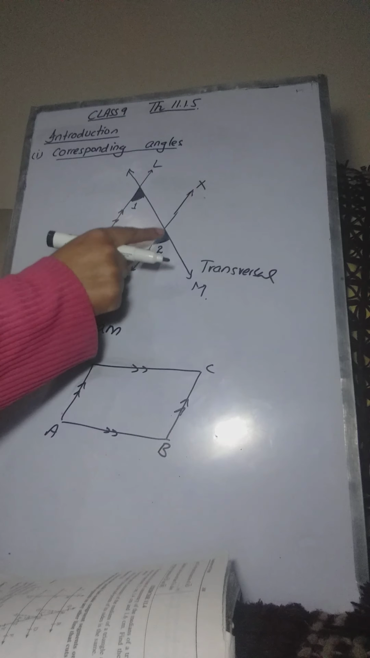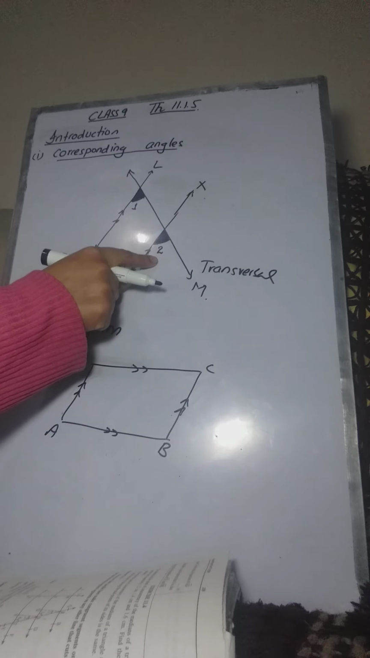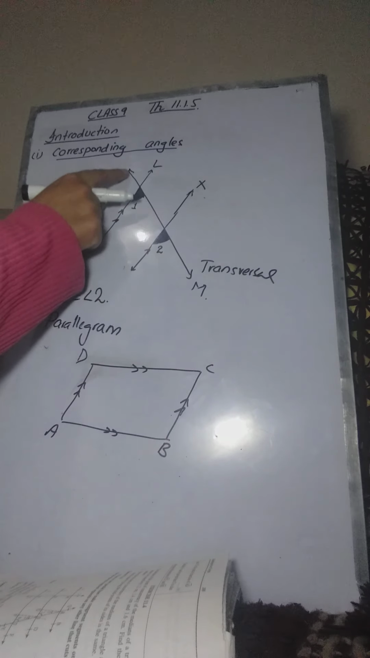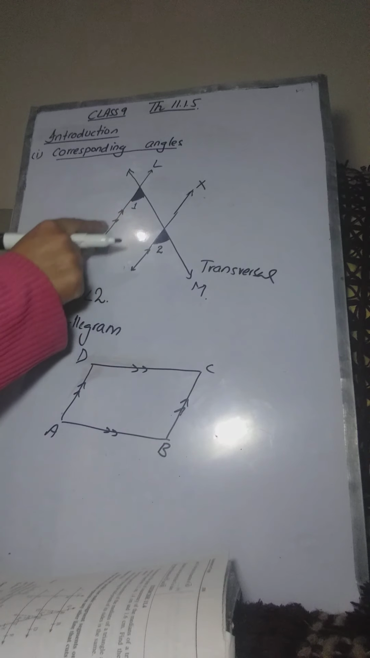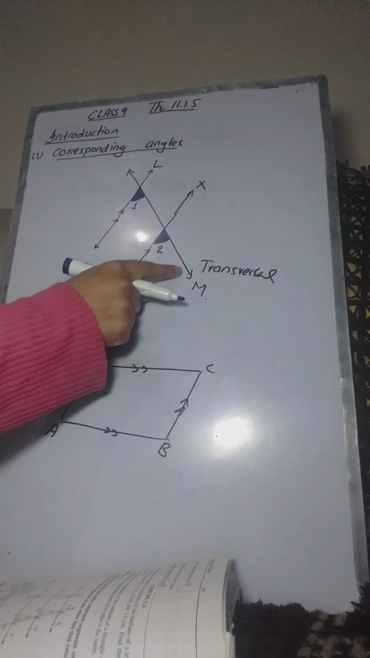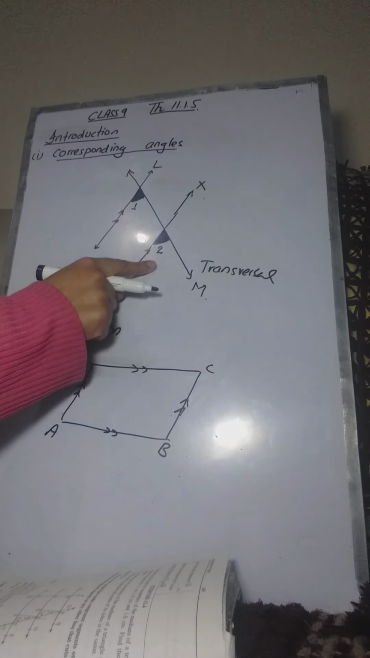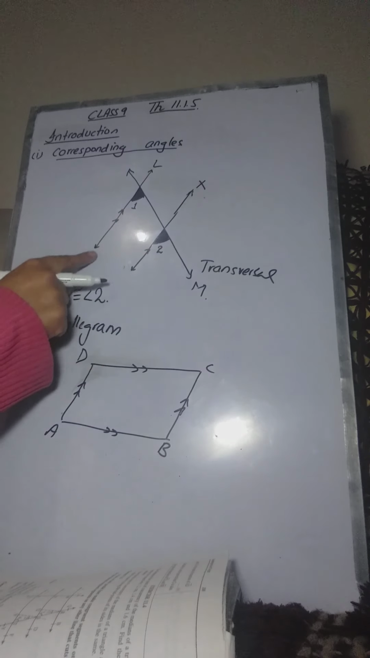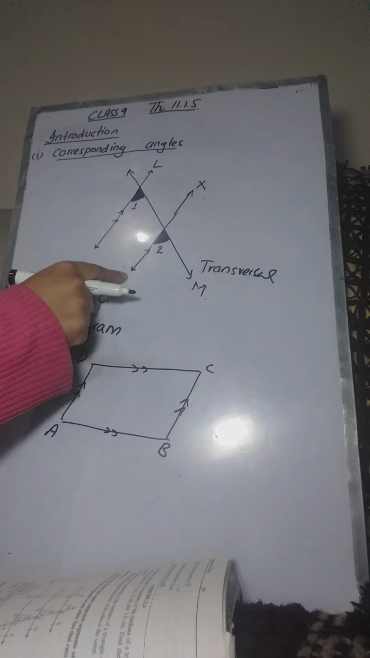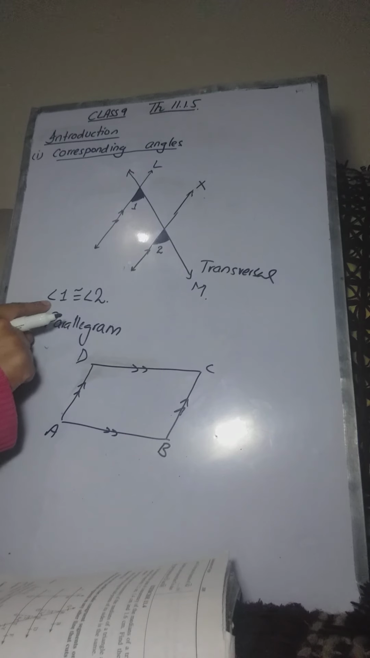Okay, they lie on the same side of the transversal, and one of the angles is interior, the other is exterior, and one of the angles is between the transversal and the line L, and the other angle is between the same transversal and the line X. Such angles are called corresponding angles. Now if these two lines, L and X, are parallel, then these corresponding angles are always congruent. Okay, this is the first result that we are going to use in this theorem.